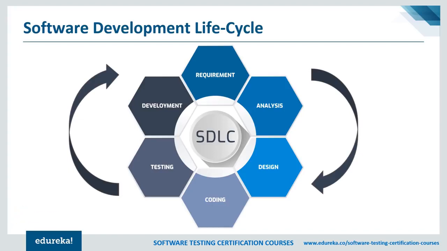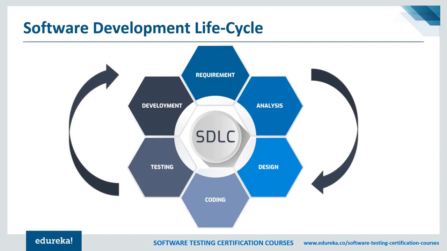Next, analysis phase. Once the requirement gathering and analysis is done, the next step is to define and document the product requirements and get them approved by the customer. This is done through SRS, that is Software Requirement Specification Document.